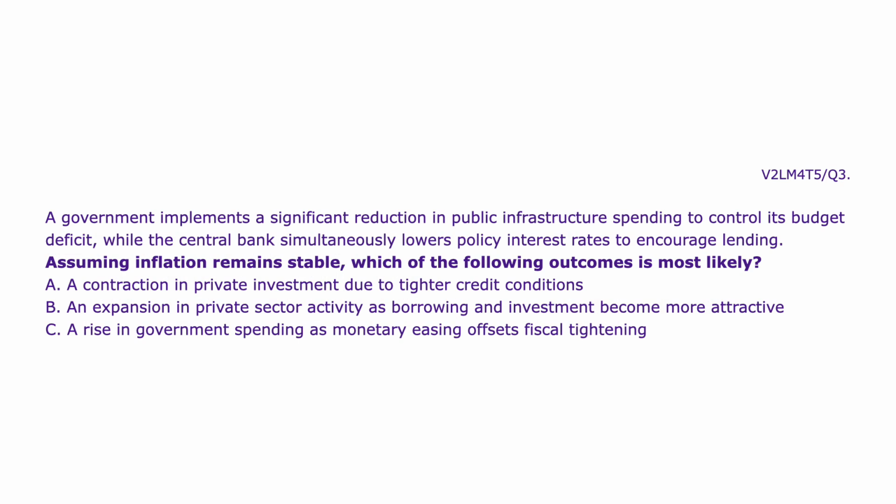A government implements a significant reduction in public infrastructure spending to control its budget deficit, while the central bank simultaneously lowers policy interest rates to encourage lending. Assuming inflation remains stable, which of the following outcomes is most likely? A. A contraction in private investment due to tighter credit conditions. B. An expansion in private sector activity as borrowing and investment become more attractive. C. Rise in government spending as monetary easing offsets fiscal tightening.